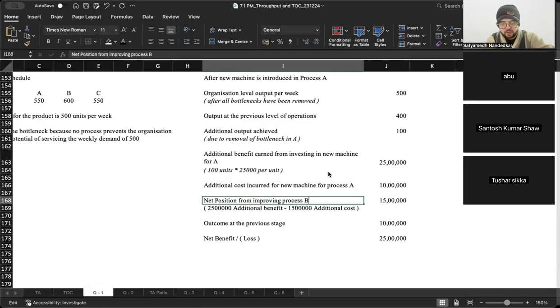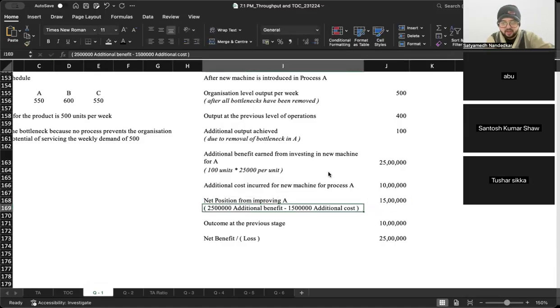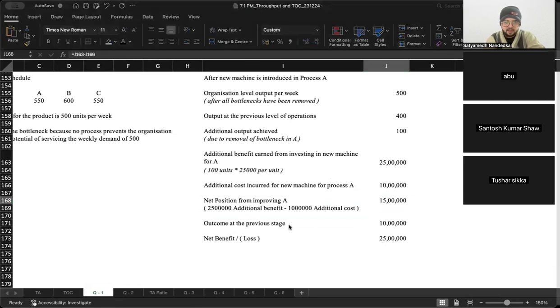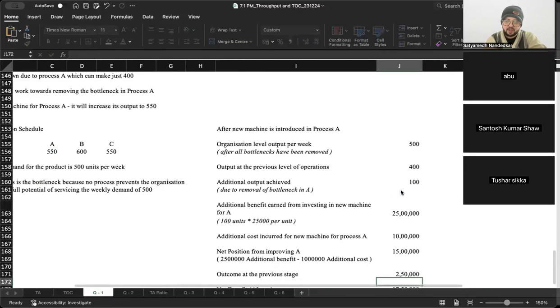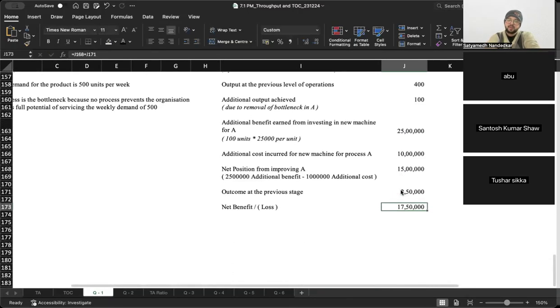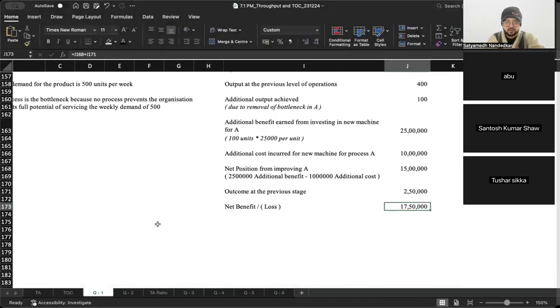So net position from improving A is 15 lakh: 25 lakh additional benefit minus 10 lakh additional cost. Now the outcome at the previous stage. Outcome at the previous stage was a profit of 2,50,000 net benefit position. So after all of that, the net benefit is 17,50,000.